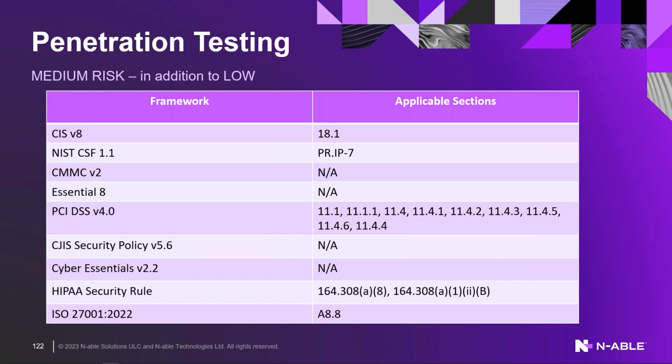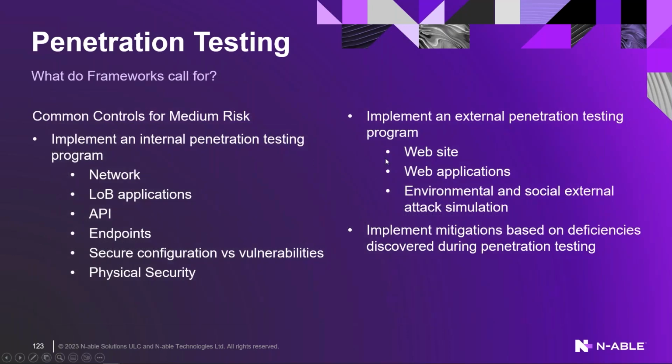And here we'll see, once we get up to medium risk, we're starting to see those asks come in. So again, low risk environments, according to most of these frameworks, don't need pen testing. It's not until you get to the medium risk ones. And what they start asking for is an internal penetration testing program that's going to look at the network, line of business applications, API, endpoints, secure configuration versus software vulnerabilities, and also physical security.